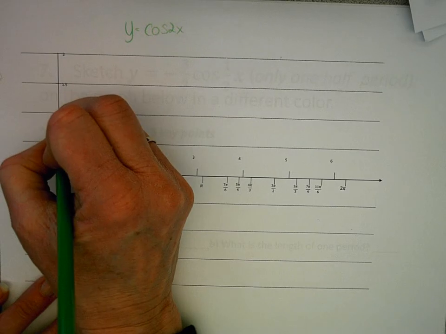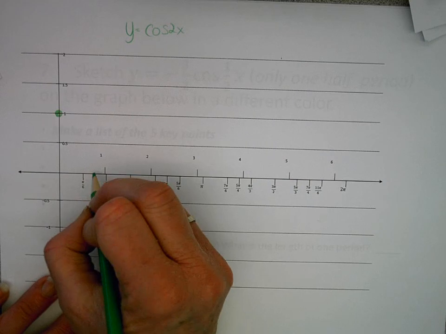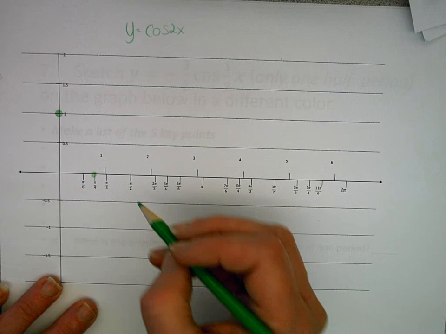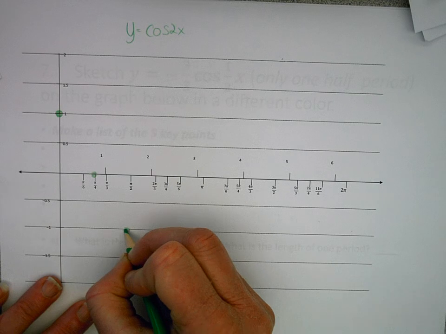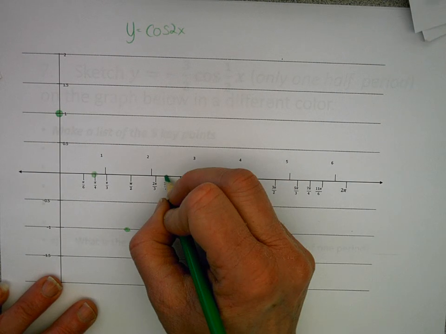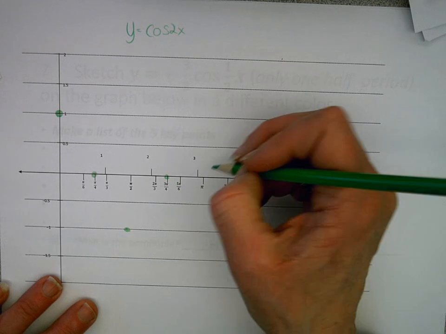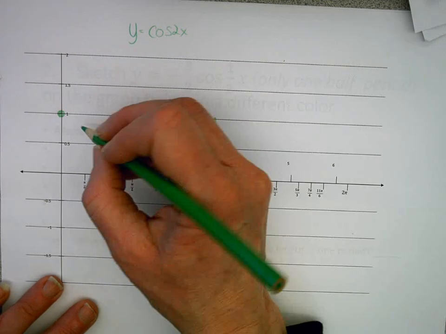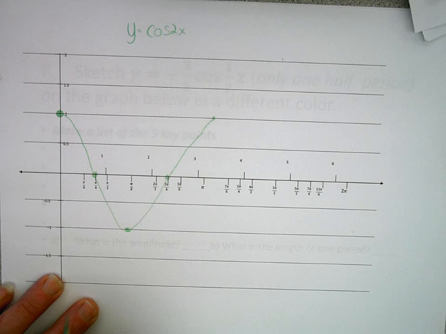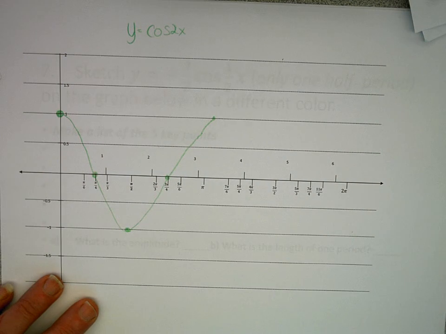So 0, 1. Pi over 4 is 0. Pi over 2, negative 1. And remember, a cosine graph looks like a valley or a pond. And pi is back to 1. So right now, I've done 1 cycle, or 1 period. I'm going to keep going.